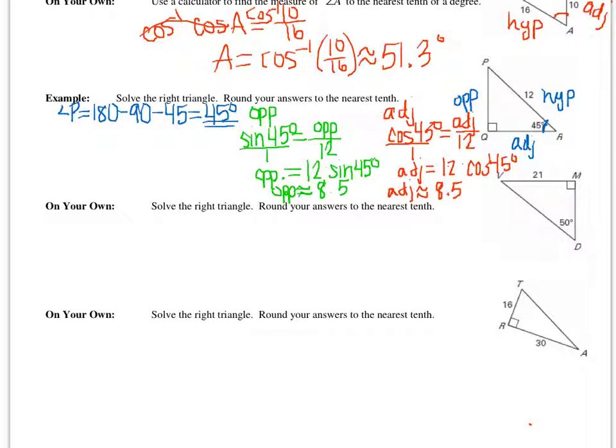Here's another one where we're looking for some missing pieces here. I know one of the sides and an angle. So if I know two of my angles, I can easily find my third angle. So let's start by finding angle V again. So to find angle V, do 180 degrees minus the 50 degrees that I have minus the 90-degree angle that I have. And that will leave me with a 40-degree angle. So my angle V is 40 degrees.